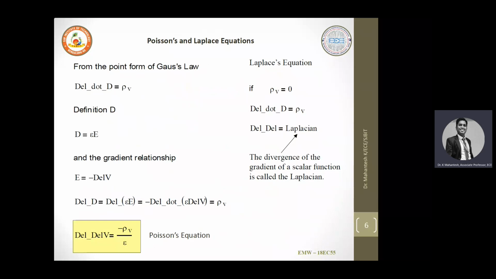So we can derive the Laplace equation from this Poisson's equation by making rho V equal to 0. Therefore, del dot del V is equal to 0. So del dot del is a Laplacian operator, that is del square. Divergence of gradient is a scalar function and it's called a Laplacian function.